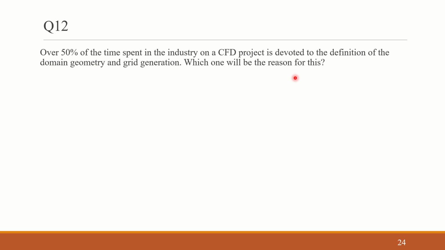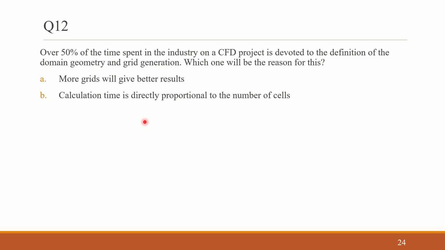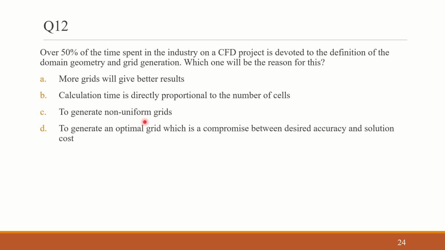Which one will be the reason for this? Option A, more grids will give better results. Option B, calculation time is directly proportional to number of cells. Option C, to generate non-uniform grids. Option D, to generate an optimal grid, which is a compromise between desired accuracy and solution cost. So what do you think is the reason that we are spending over 50% of the time on domain geometry and grid generation?